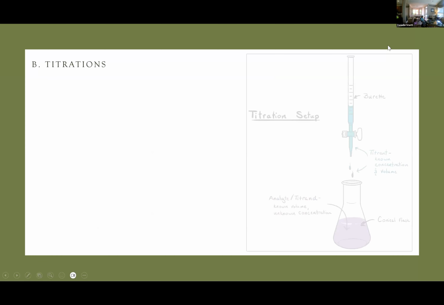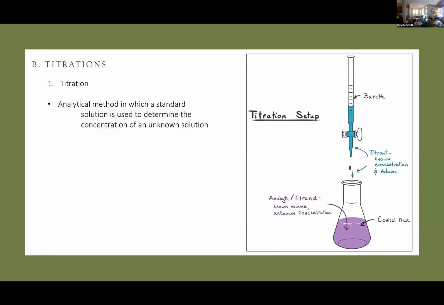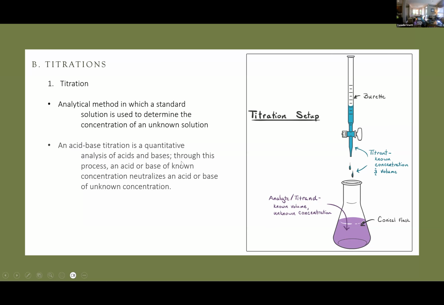So titrations. What's a titration? Who can tell me what a titration is? Eunice? Analysis of acids and bases. Yes. So it's a quantitative analysis. It's an analytical method in which a standard solution is used to determine the concentration of an unknown solution. All right, so what do I mean by that? An acid-base titration is quantitative analysis of acids and bases. In this process, an acid or base of known concentration neutralizes an acid or base of unknown concentration.